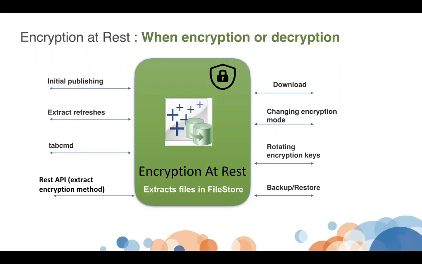I use REST API, of course. It's also doing the encryption. Anytime you download a workbook or data source, it will decrypt it for you automatically. So the data you have after download is not encrypted anymore. It's decrypted automatically. And as admin, you can change encryption mode if you want. Also, you can rotate encryption keys if you want.